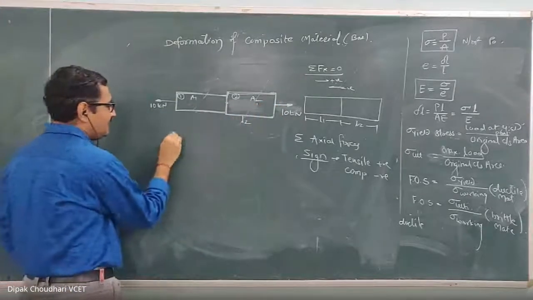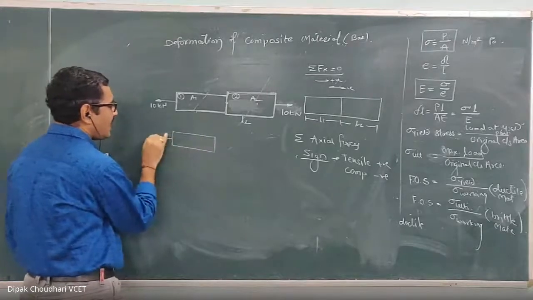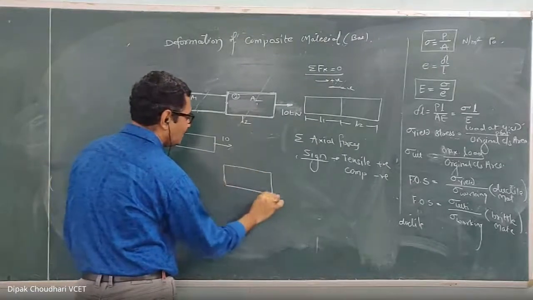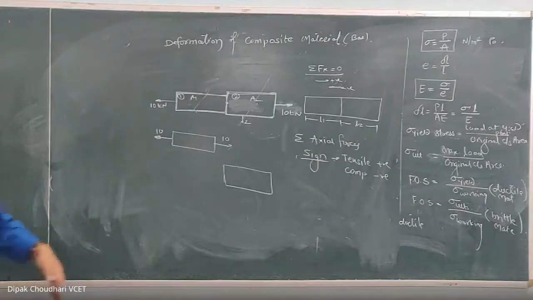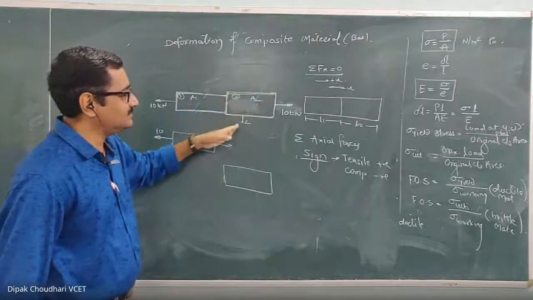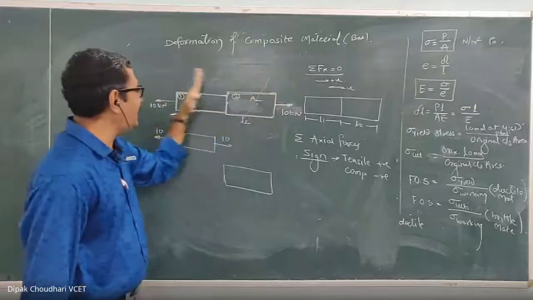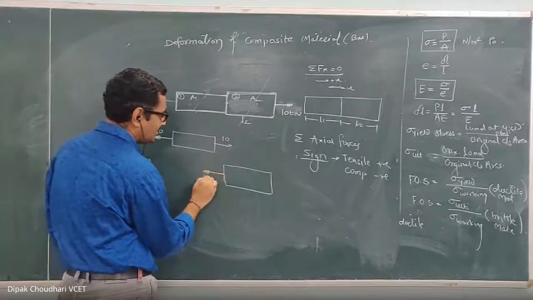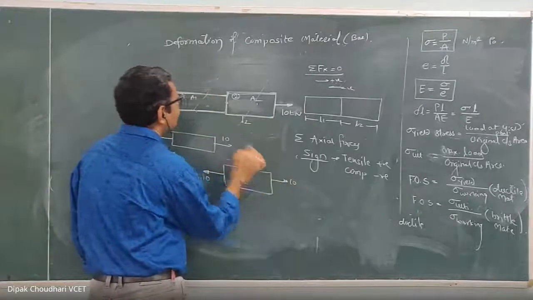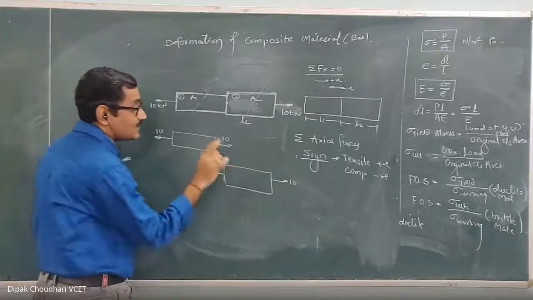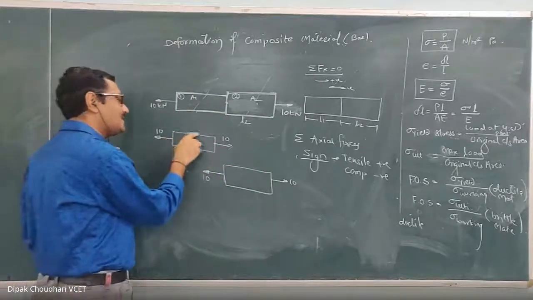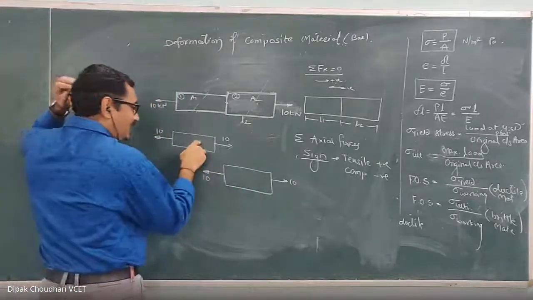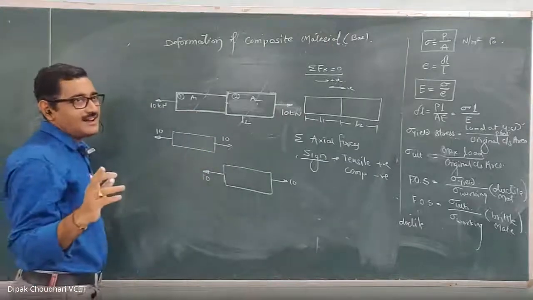Now in this case, if I draw the FBD of part 1, the axial force is 10 kilonewton. If I draw the FBD of part 2, how much is the axial force on part 2? If I take an imaginary section here and take the algebraic summation of the forces on any one side, how much is the axial force acting on part 2? It will also be 10 kilonewton. It means that in these two parts the axial forces are the same. In the first part 10 kilonewton, in the second part also 10 kilonewton.